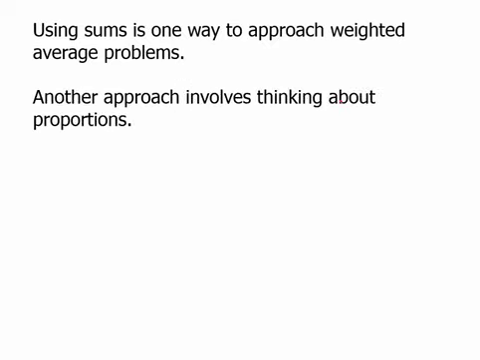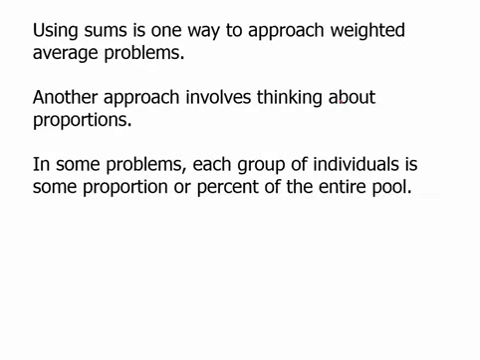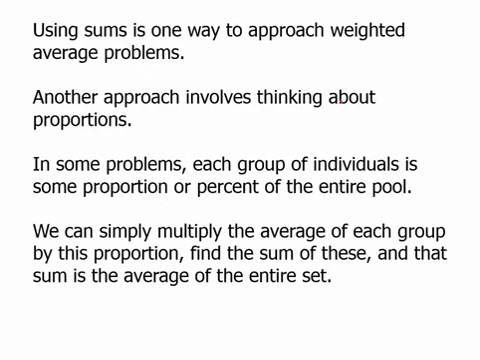Another approach, a very different approach, involves thinking about proportions. In some problems, each group of individuals is some proportion or percent of the whole. And so in the problem about cars on a ferry, we actually gave you counts. We said, this is the number of cars, this is the number of trucks. Instead, it might be that the groups are broken down by percentage. This is the percent of group 1. This is the percent of group 2, percent or proportion. We can simply multiply the average of each group by this proportion, find the sum of these, and that sum is the average of the entire set.